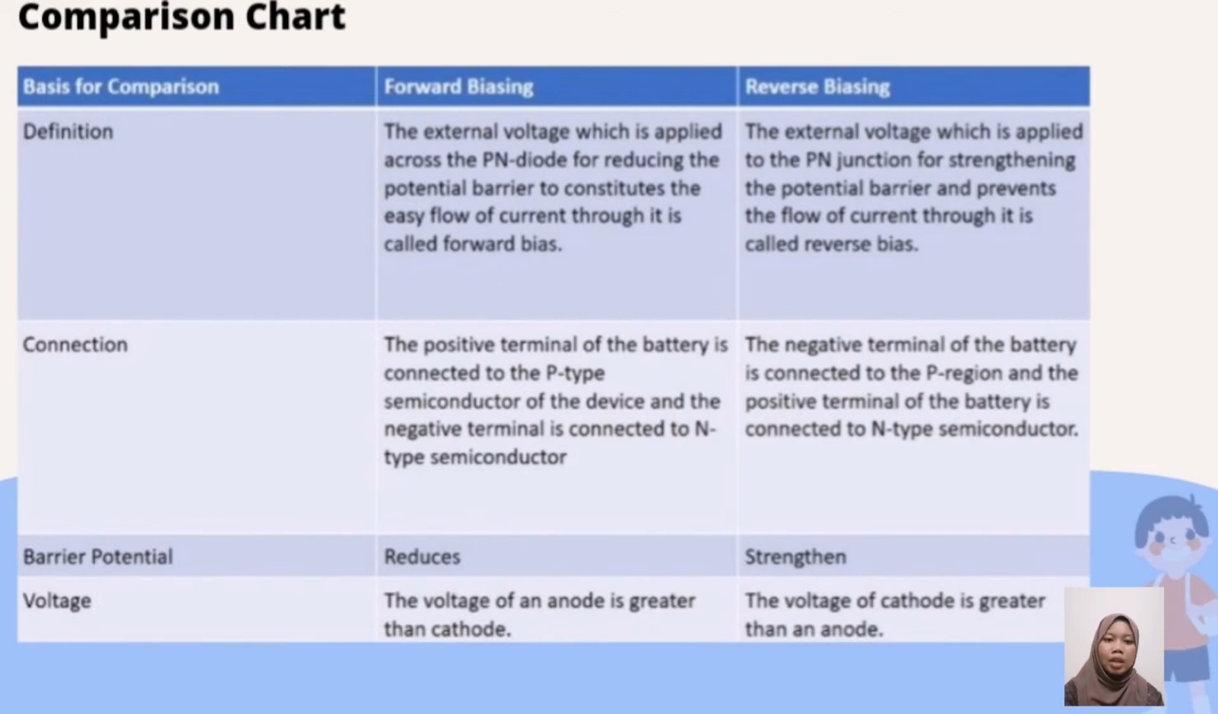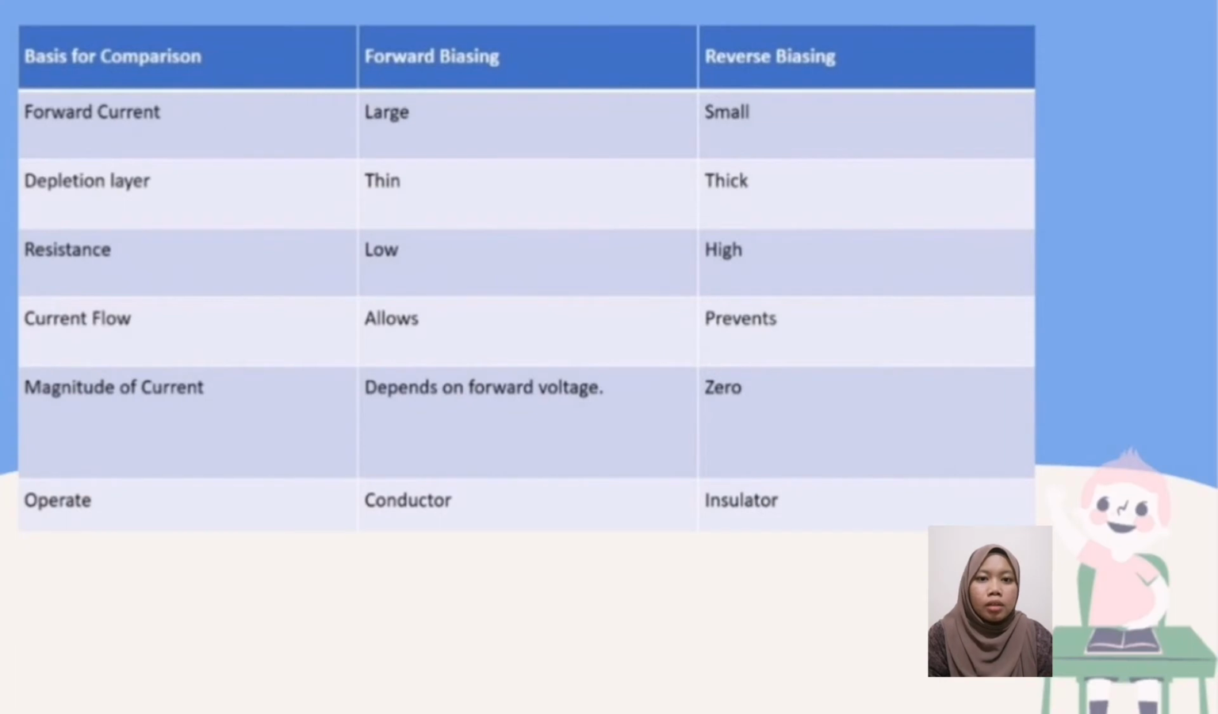In forward biasing, the voltage of the anode is greater than the cathode, whereas in reverse bias, the voltage of the cathode is greater than the anode. The forward bias has a large forward current, while the reverse bias has a very small current. The current in the diode when flowing in the forward direction is called forward current. The depletion layer of the diode is very thin in forward biasing and thick in reverse bias. The depletion layer is the region around the junction in which the free charge carriers are depleted.